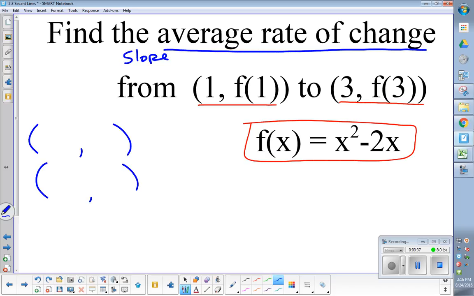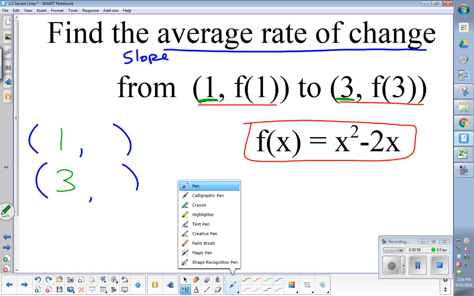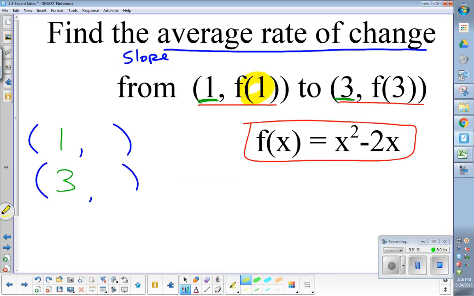Okay, so as soon as I read average rate of change, I'm going to make two ordered pairs on my paper. I need some X values. What X values, as you read up there, do you think we got? 1 and 3. Those are my two X values. I need to find my Y values, and right here it's written kind of ugly. It says f of 1 and f of 3. When it says f of 1 like that, what is it telling us to do with that 1? Plug it in. That's all it means.